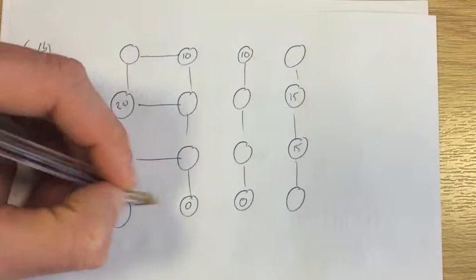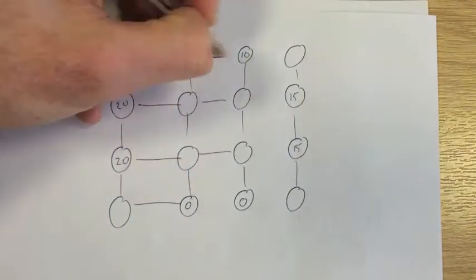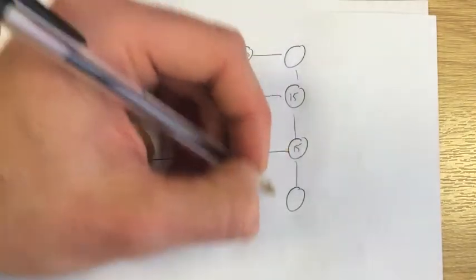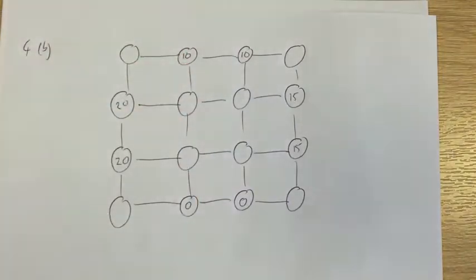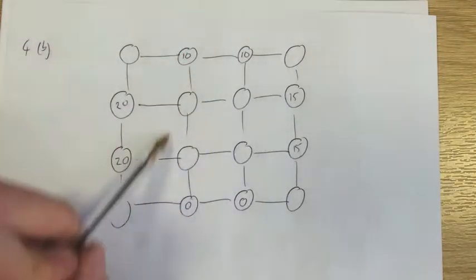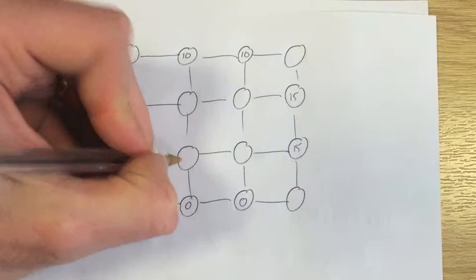Notice I'm not bothered with the corner nodes. They're not going to be used in any calculations. These nodes in the middle, these four here, are going to be unknown. These are what we're solving for.